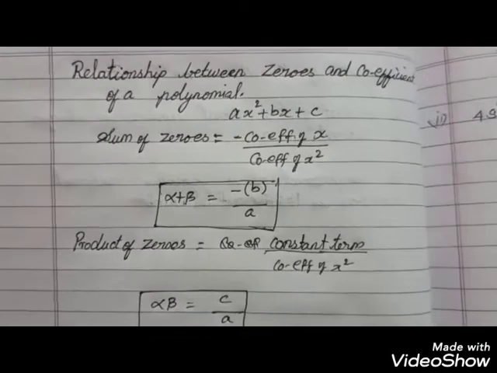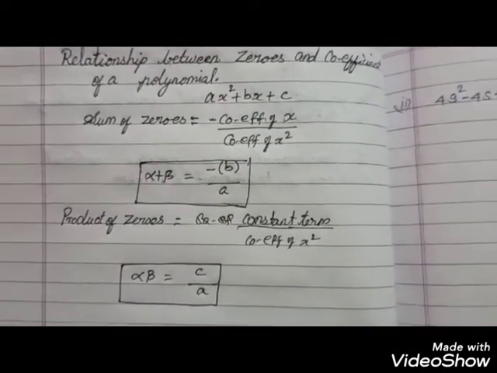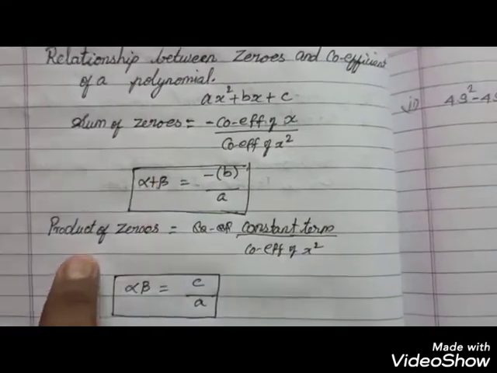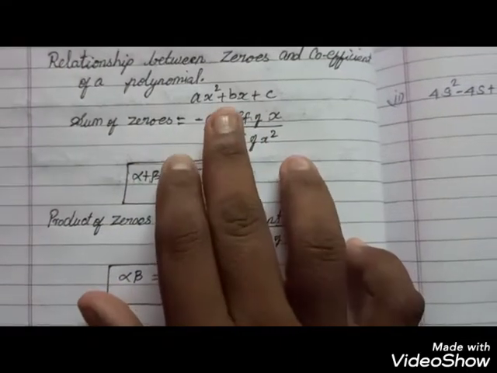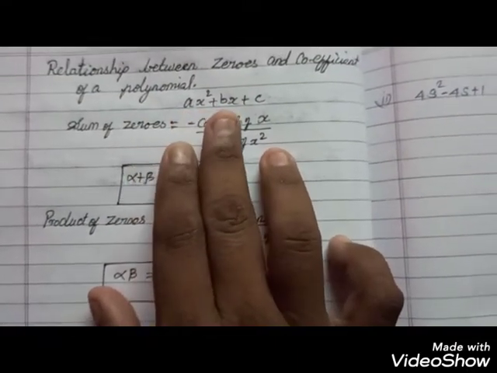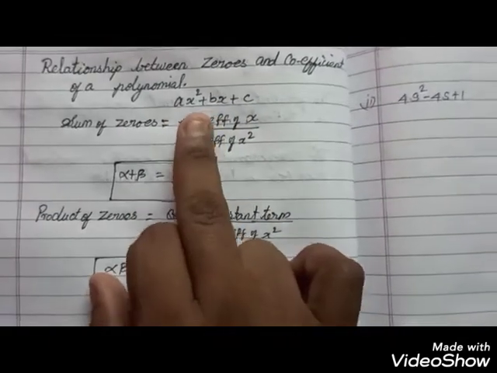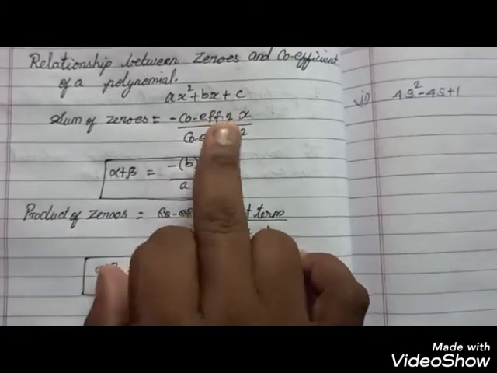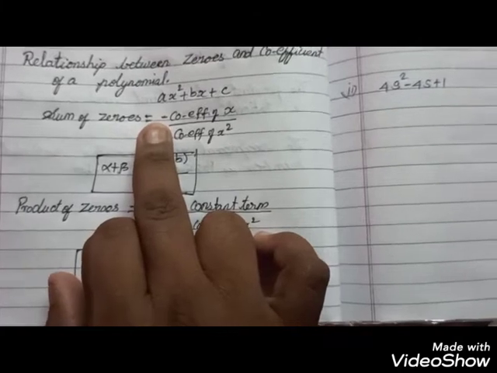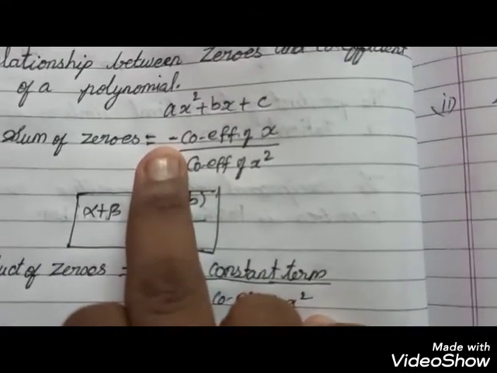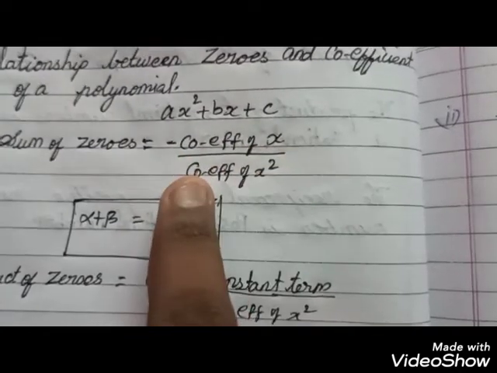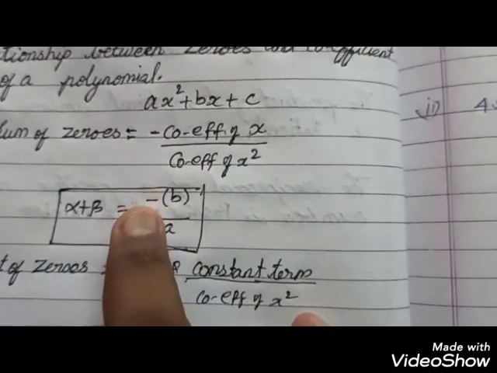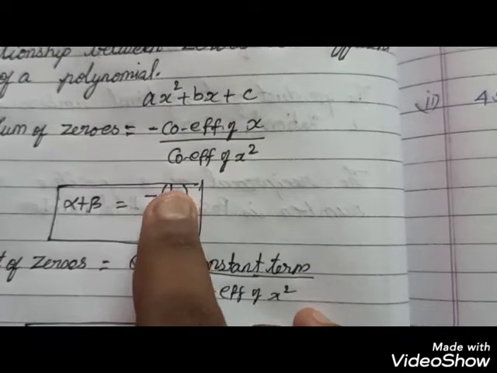Last class we discussed the relationship between zeros and coefficients of a polynomial. Let me recall that. The first one is the sum of zeros and the product of zeros. You know the basic form of a quadratic equation, ax square plus bx plus c. The sum of zeros is minus the coefficient of x divided by the coefficient of x square. Here the coefficient of x is b, so the formula is minus b divided by a.